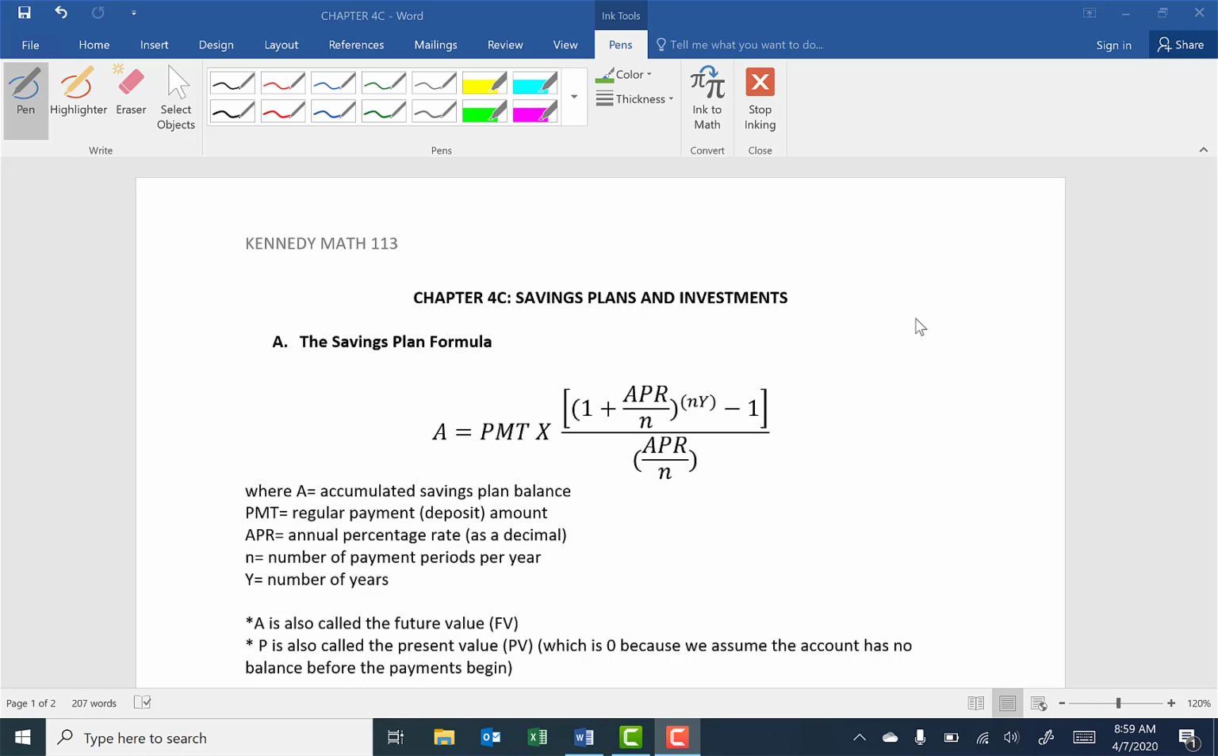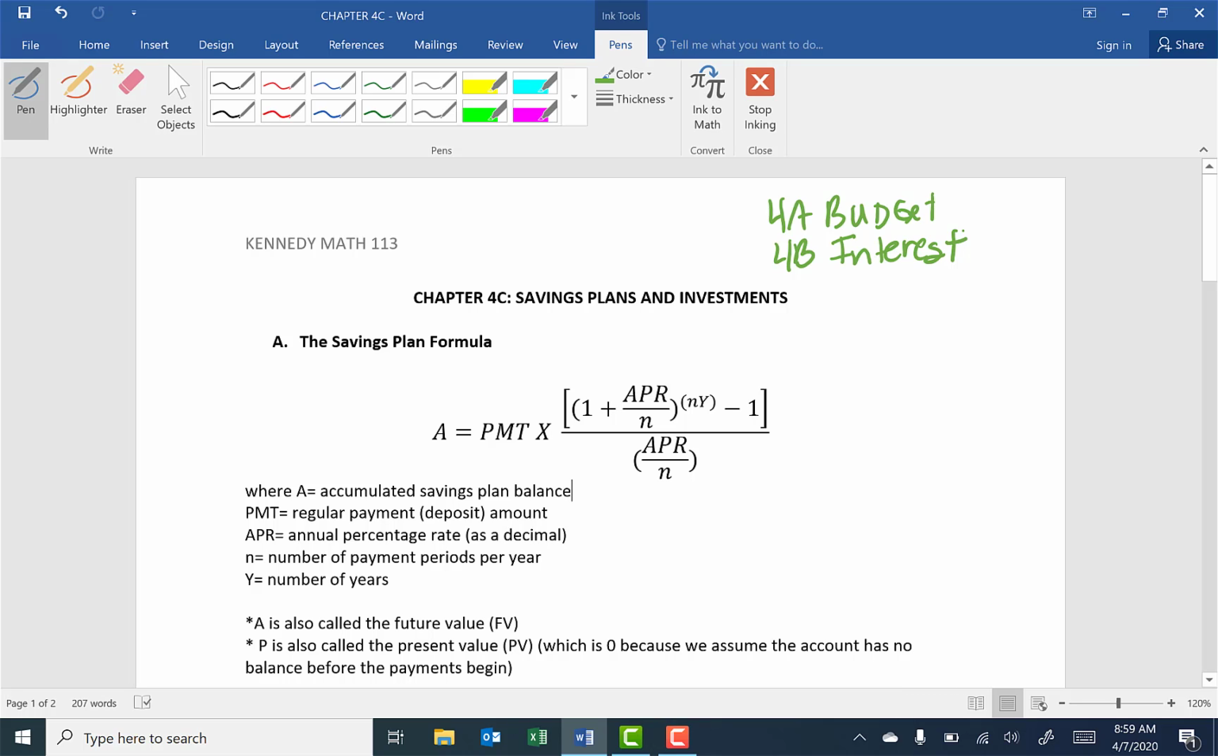Welcome to Chapter 4C for Math 113, Savings Plan and Investments. This is the third section in Chapter 4. The first one, 4A, dealt with budgeting, if you remember, and the need for a budget to control our money. And 4B dealt with types of interest, simple and compound interest in a savings account. Chapter C is a savings plan.